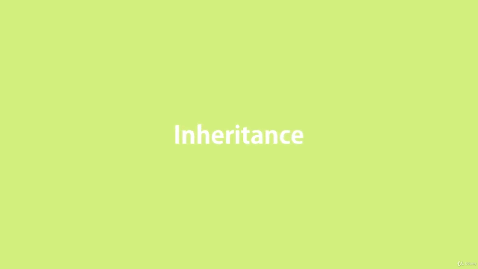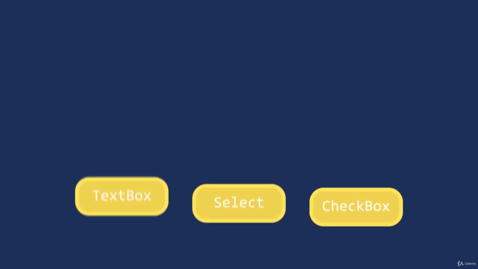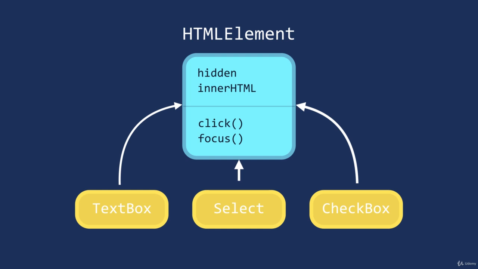Inheritance is a mechanism that allows you to eliminate redundant code. Here's an example. Think of HTML elements like text boxes, drop-down lists, checkboxes, and so on. All these elements have a few things in common. They should have properties like hidden and inner HTML and methods like click and focus. Instead of redefining all these properties and methods for every type of HTML element, we can define them once in a generic object, call it HTML element, and have other objects inherit these properties and methods. So inheritance helps us eliminate redundant code.